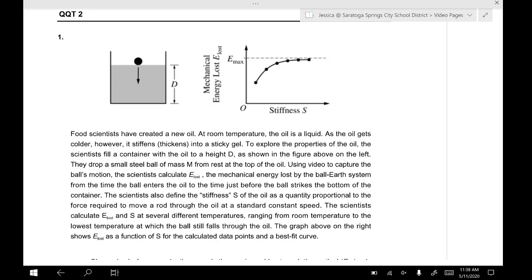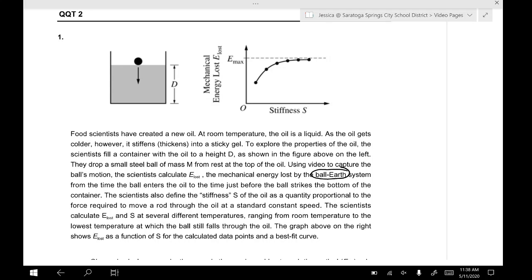Using video capture to capture the ball's motion, the scientists calculate the energy lost, or E lost, the mechanical energy lost by the ball earth system from the time the ball enters the oil to the time just before the ball strikes the bottom of the container. The scientists also define stiffness, S, of the oil as the quantity proportional to the force required to move a rod through the oil at a constant speed.